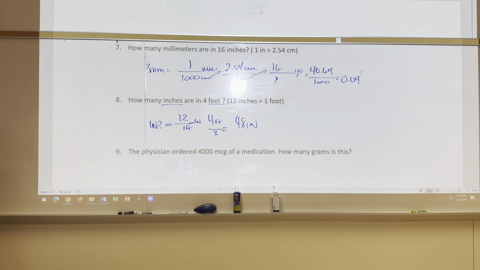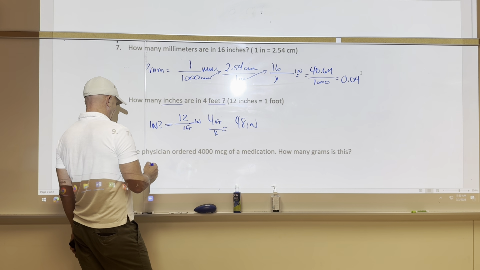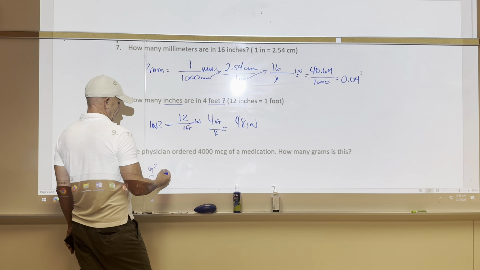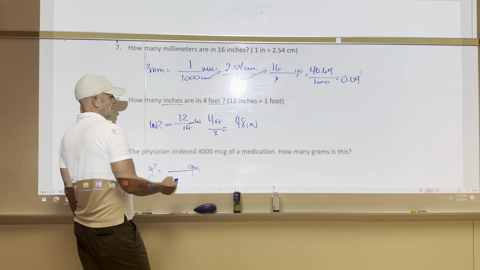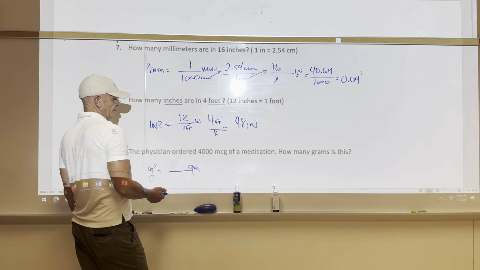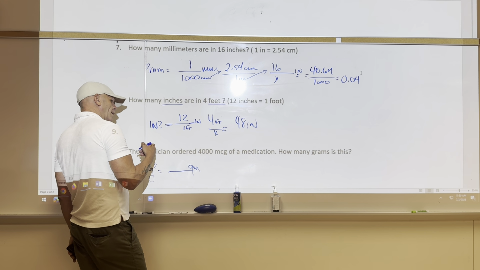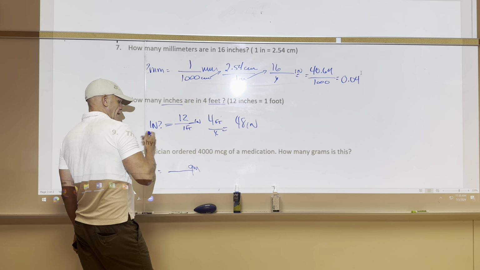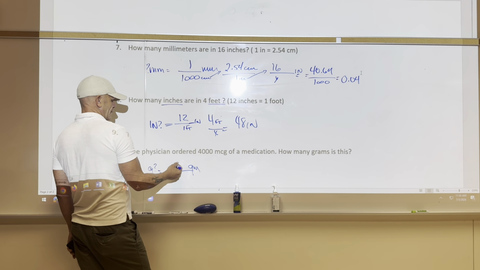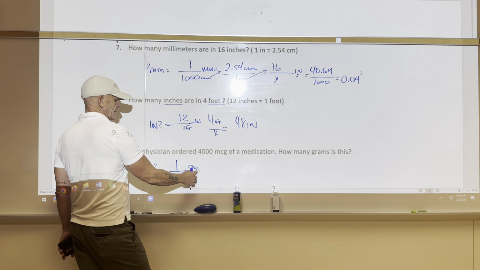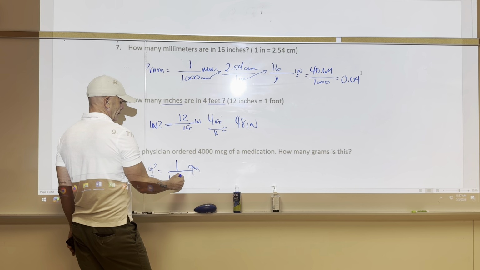Alright, number 9. Physician ordered 4,000 micrograms of medication. How many grams is this? Alright, we're looking for grams, so our first line is going to be grams. We gotta convert. So 1 microgram is how many grams? Grams is larger than micrograms, so we gotta convert that. So 1 gram, and how many zeros is it from grams to micrograms? It's gonna be 6, so it's gonna be 1 million.